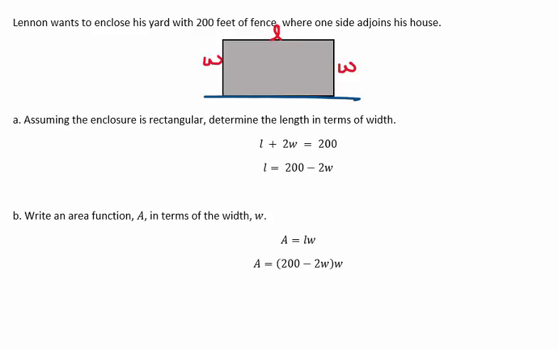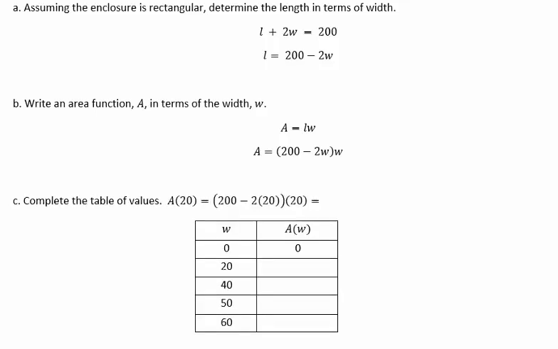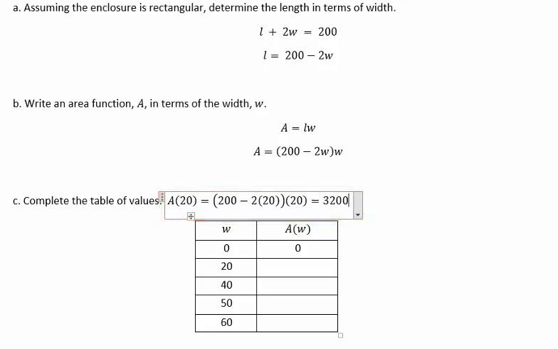And if you recognize that this quadratic is in factored form, you could quickly find the horizontal intercepts of this area function. And we should find that there's one W-intercept at 0. And using the area function formula, we can find these other function values. So A of 20, for instance, is (200 minus 2 times 20) times 20, or 160 times 20, so 3,200.